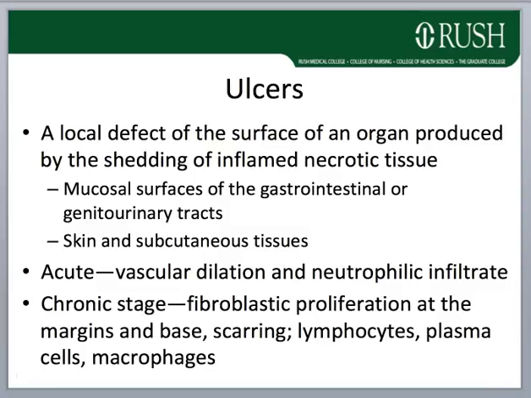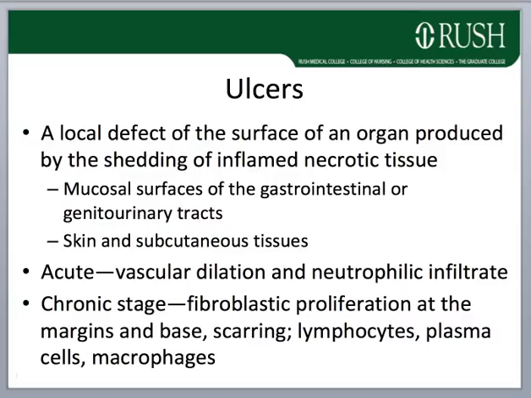An ulcer is a local defect or excavation of the surface of an organ or tissue that is produced by sloughing or shedding of inflamed necrotic tissue. Ulceration can occur only when tissue necrosis and resultant inflammation exist on or near a surface. It's most commonly encountered then in the mucosa of the mouth, stomach, intestines, or genitourinary tracts, and in the skin and subcutaneous tissue.